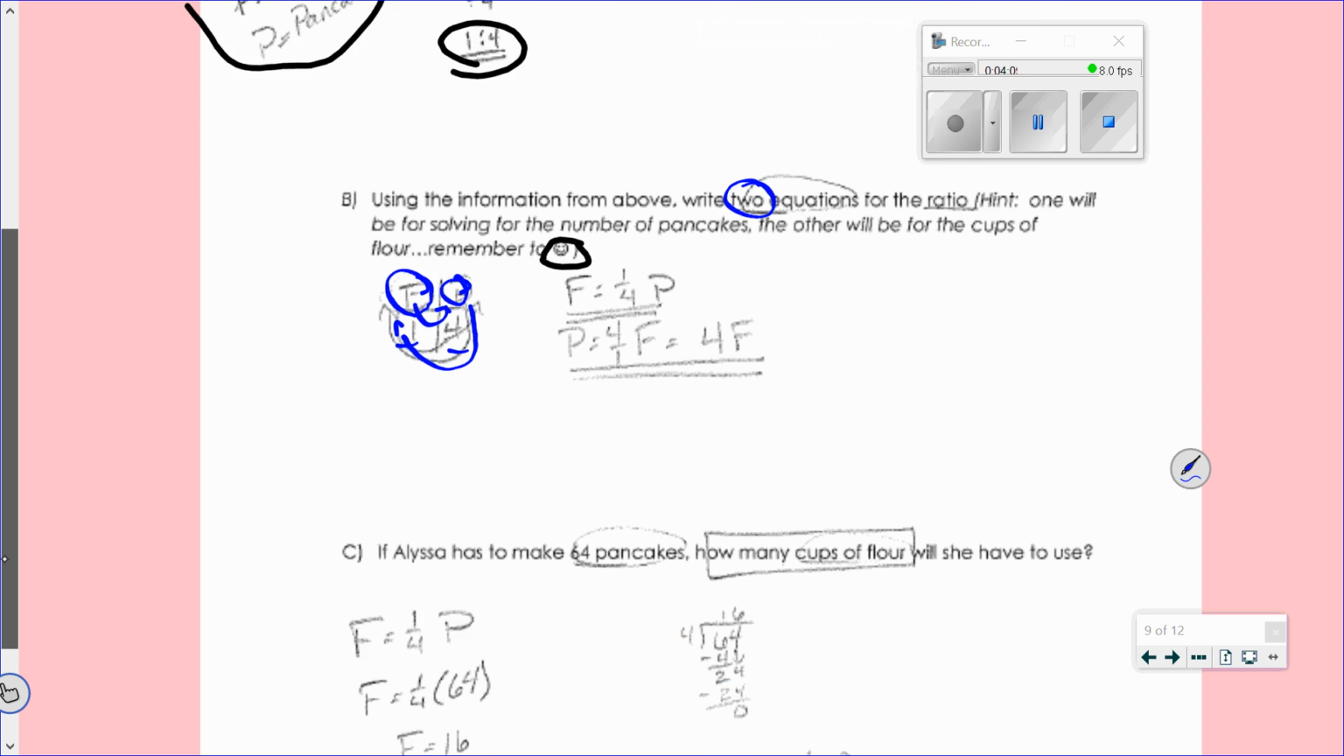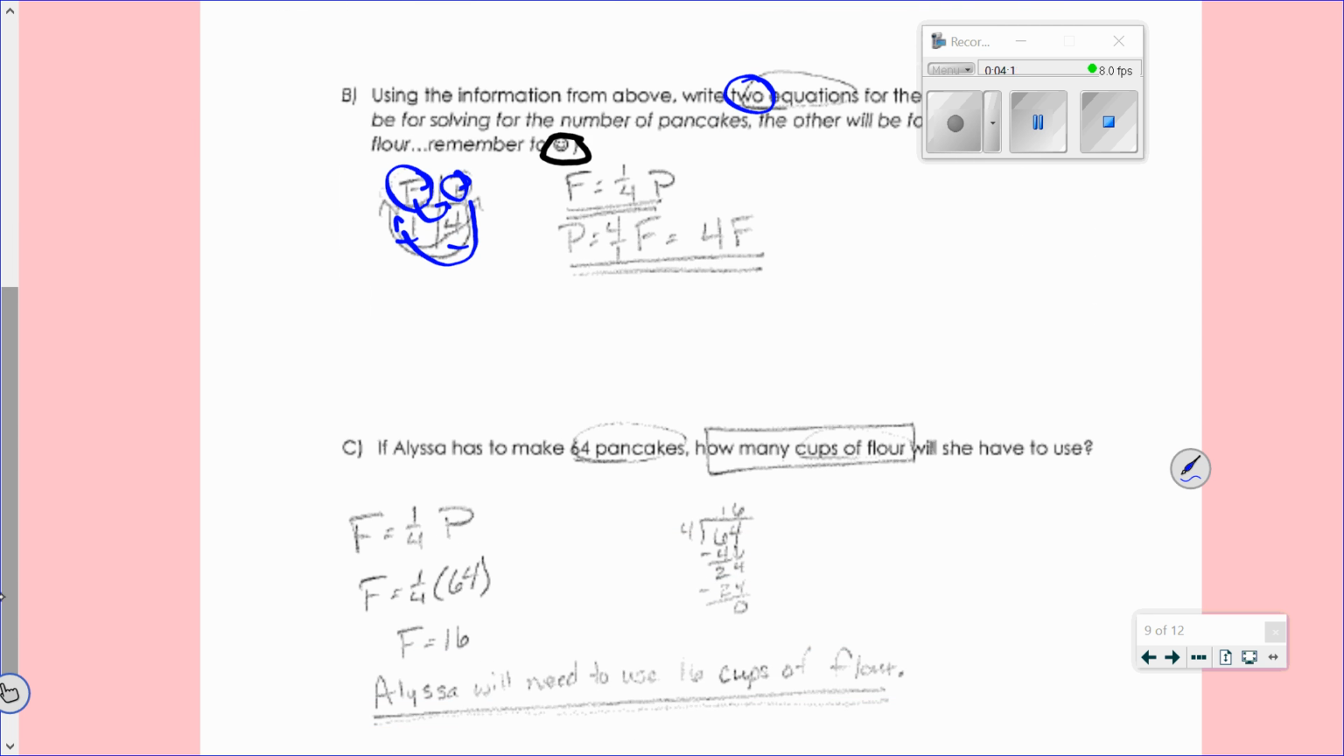Okay? Second part of this, now they've given me a number. The number on your test will be different. And it may say she has this many cups of flour, how many pancakes can she make?